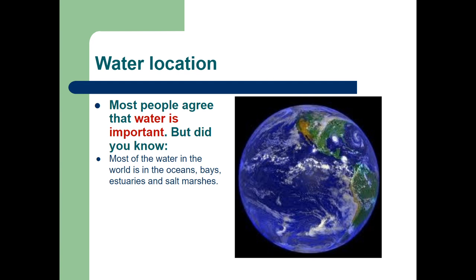Most people agree that water is important, but did you know most of the water in the world is in the oceans, bays, estuaries, and salt marshes? You're like, well, duh. Yeah, like 2/3 of the planet or more is actually covered in water. The landmass that we live on is actually the minority compared to the large majority of water on Earth.